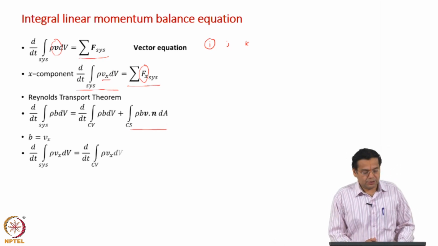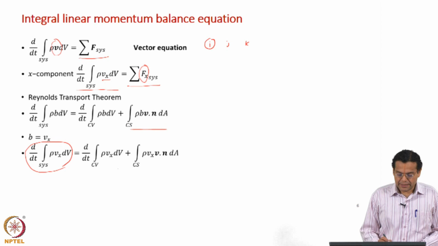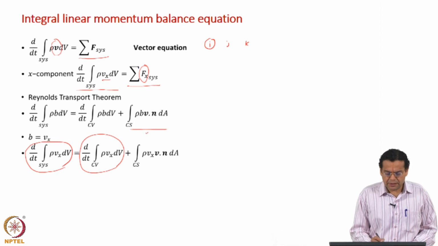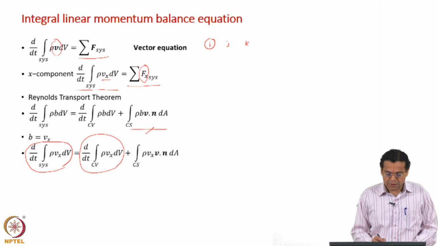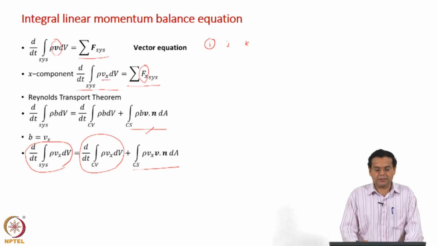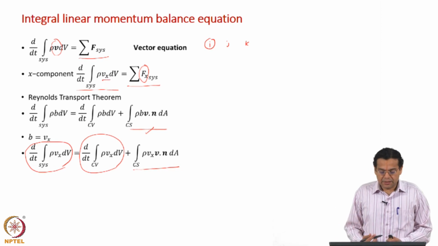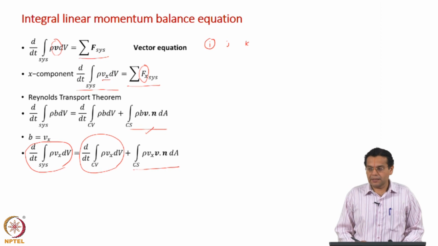Now, how do you read out this equation? Rate of change of x momentum for the system, rate of change of x momentum for the control volume, and then, as we have always been saying, the integral term represents net rate at which the property leaves through the control surface. What is the property? It is x momentum. So, the integral term represents net rate at which the x momentum leaves the control volume through the control surface. Those are the physical interpretations for the 3 terms appearing in this equation.